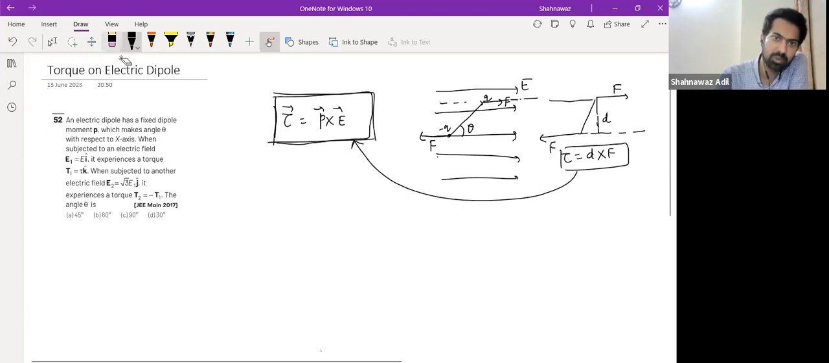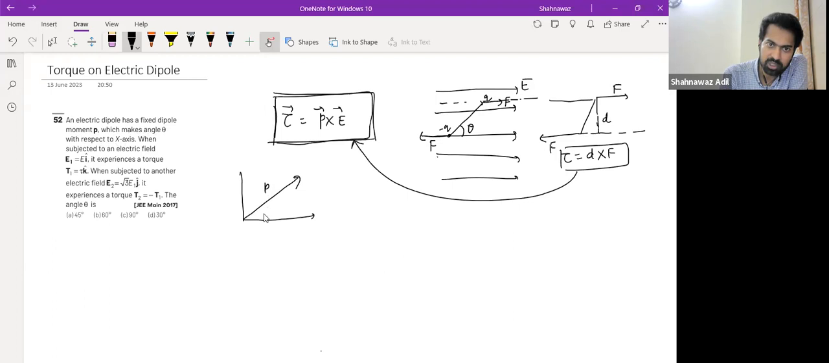Yeah, so let us do this problem then. We have an electric dipole which has a fixed dipole moment P, which makes an angle theta with respect to the x-axis. So this is P, and it makes an angle theta with the x-axis. It is subjected to an electric field, so one electric field is E1, which is E i. So this is in the x direction, right? Right, Tariq?